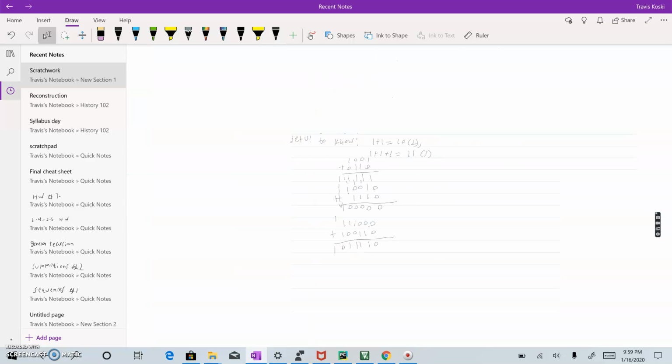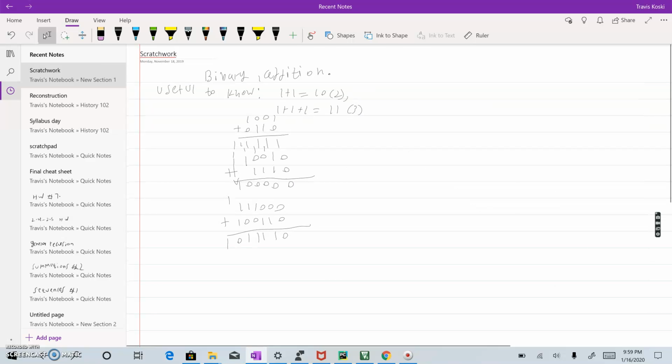So this is pretty much binary addition. Extremely simple to do. Arguably a lot easier than the decimal system because the only two numbers that you're working with are 0 and 1.